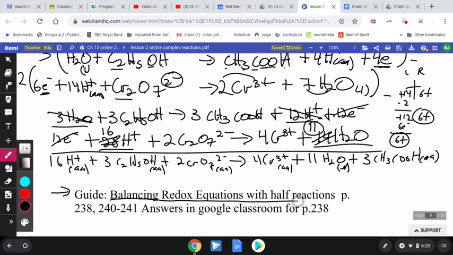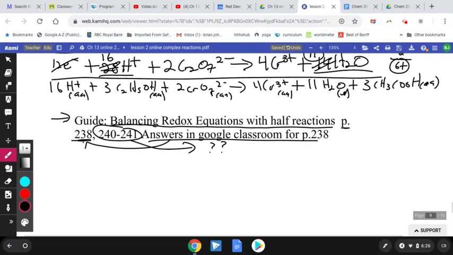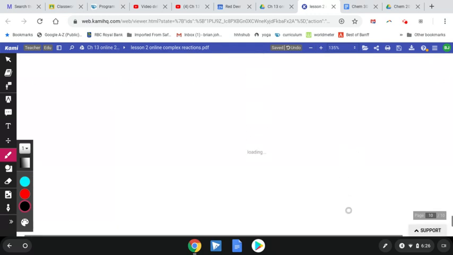Balancing redox reactions equations in your study guide, page 238. Answers are in the Google Classroom for that one. Page 240 and 241. I'm not sure if I'm going to be taking that one in. That's a question mark. You'll definitely want to do it. I may post answers online. I'll let you know on Wednesday what I'm going to do with that assignment. Okay. Definitely you want to do all those pages and be checking to see if you are getting these right. They are challenging. Okay. And that is it.